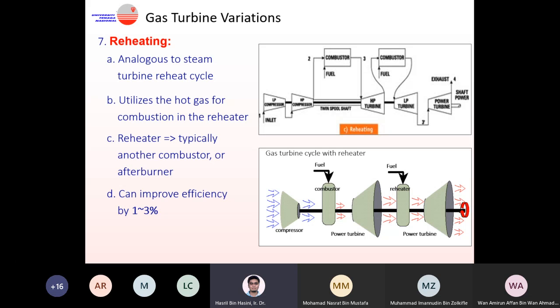So the reheater is typically another combustion chamber, or we can call it an afterburner. By doing that, you are actually improving the efficiency of your gas turbine, maybe by 1% to 3%. So that is the principal operation if you are adopting the reheating process.